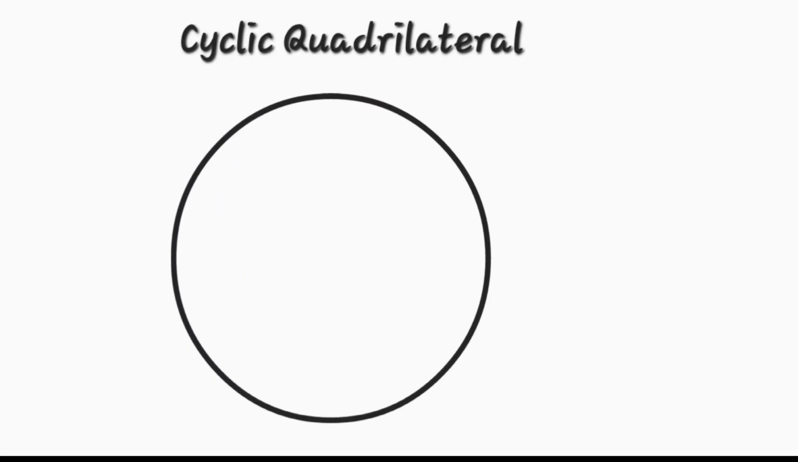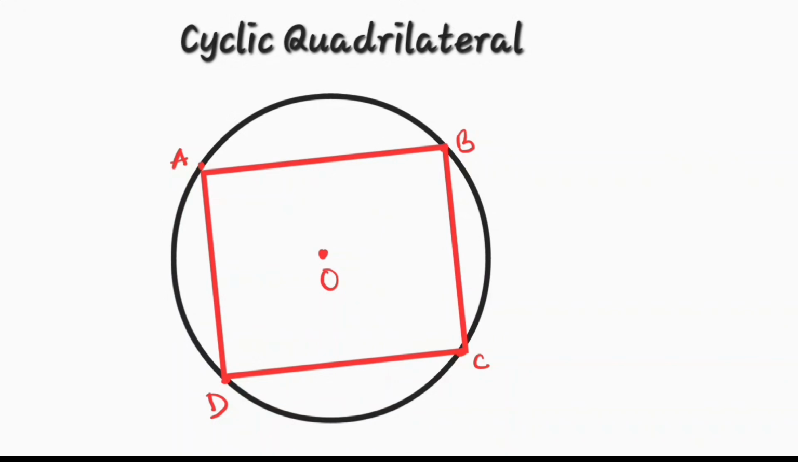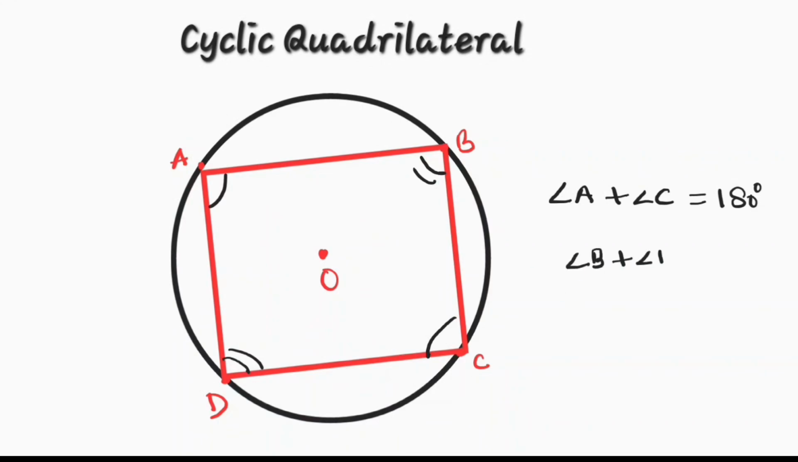Children, now we learn about the cyclic quadrilateral. A quadrilateral is cyclic if all its four vertices lie on a circle. The sum of the opposite angles of a cyclic quadrilateral is always 180 degrees. That means angle A plus angle C is equal to 180 degrees and angle B plus angle D is equal to 180 degrees. Similarly, if the sum of the opposite angles of any quadrilateral is 180 degrees, then it is said to be a cyclic quadrilateral.